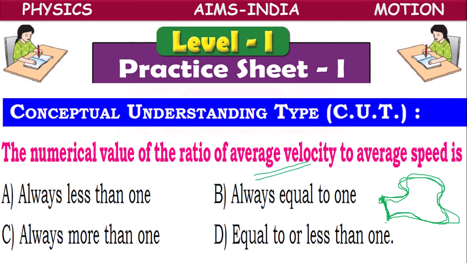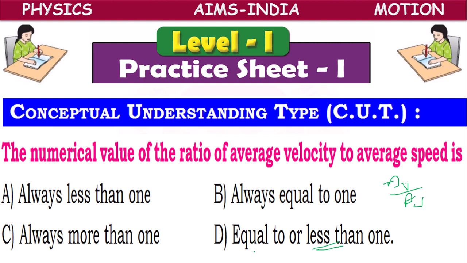So average velocity when it is a straight line path equals speed. When it is a curved path, it is less than speed. So the ratio of average velocity and average speed is always less than or equal to 1.